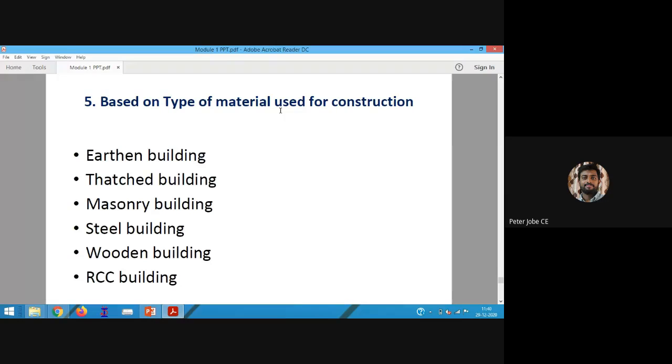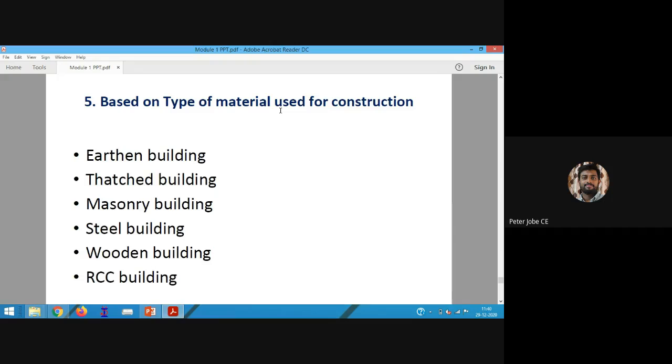Similarly, wooden building, but the disadvantage of wooden building is that it is susceptible to fire. So wooden building also has some disadvantages, but the main advantage of wooden building is similar to steel building. That means we can prefabricate all these modules or the walls, and we can directly install them at the place, and it can reduce the time of construction.